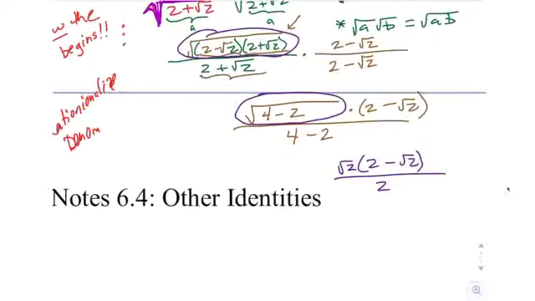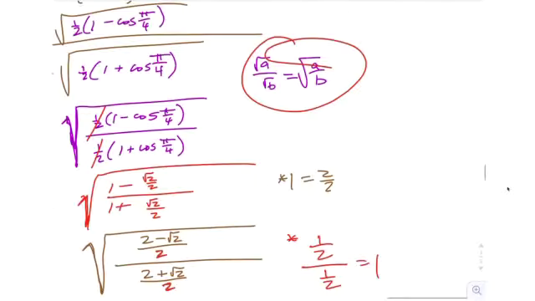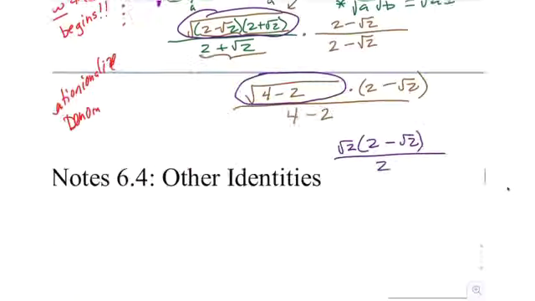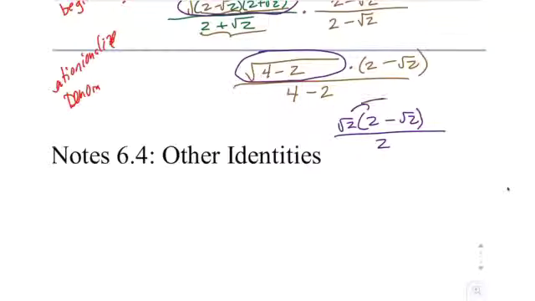We don't have any radicals under a denominator or in a denominator, and we don't have any fractions in a radical, but we still have it factored, right? It needs to be expanded out. That was one of the rules, okay? Expanded out. So we have one last little task here. If I distribute the square root of 2, I get 2 square root of 2 minus square root of 2 times square root of 2 is 2, all over 2.